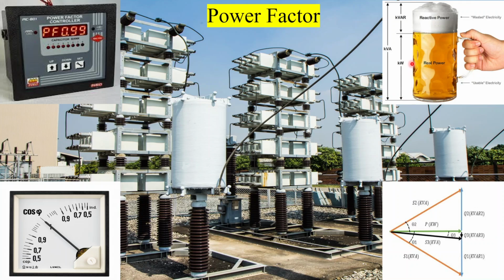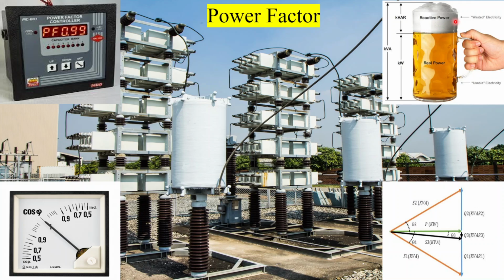The SI unit for apparent power is kVA, for the real power it is the kilowatt, and for the reactive power it is the kVAR. Reactive power is nothing but the wasted electricity, and the real power is the usable electricity. So real power P is the actual power consumed by the equipment to perform useful work like running motors, lighting, and heating.